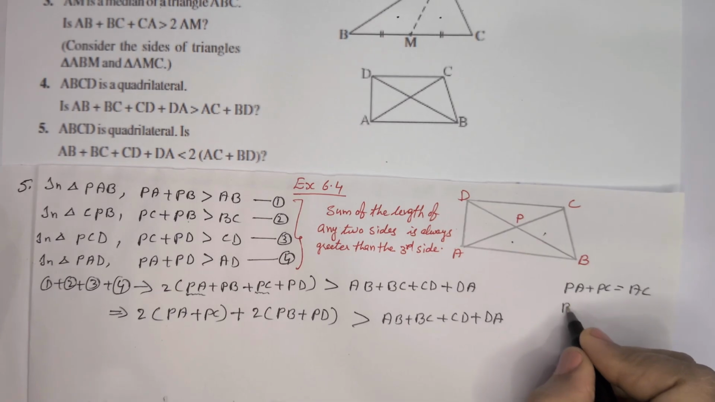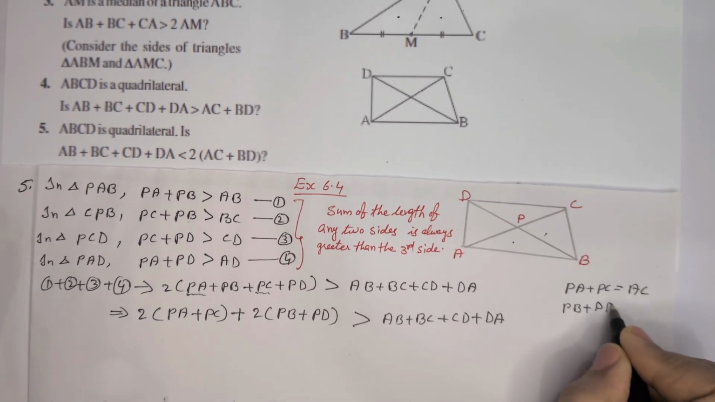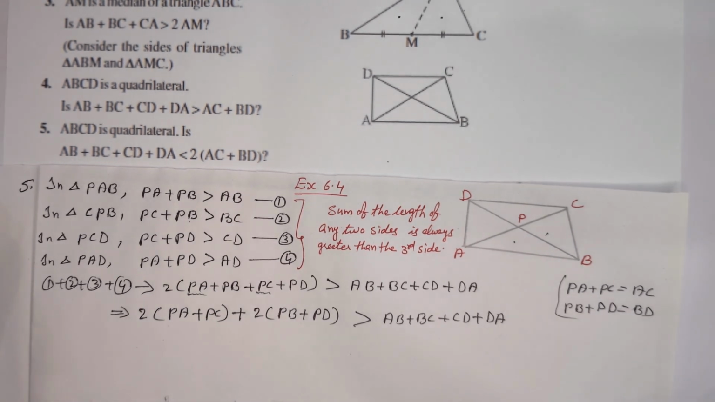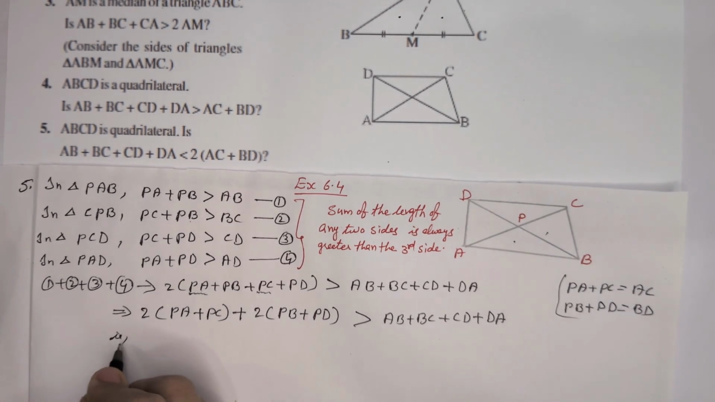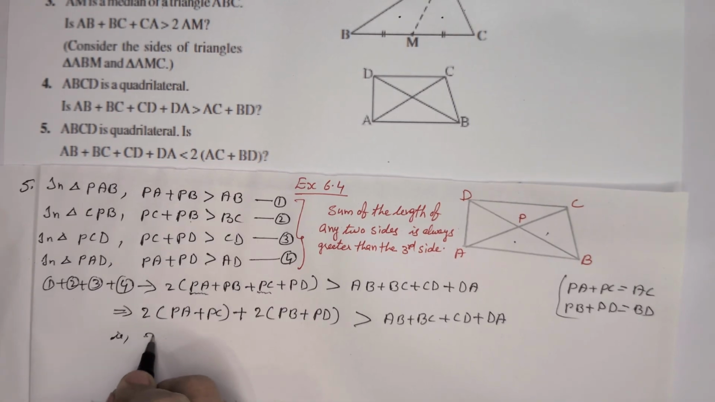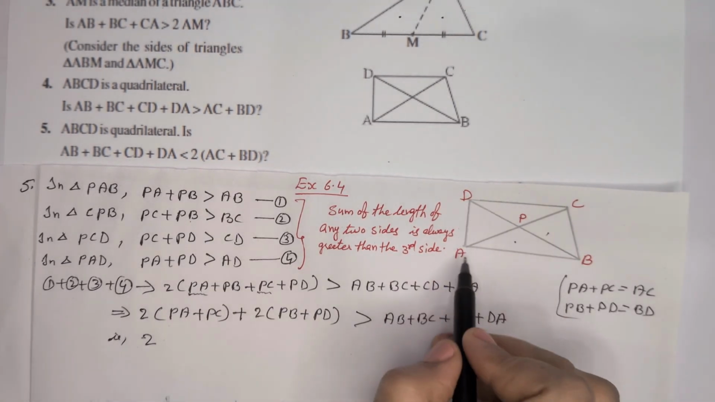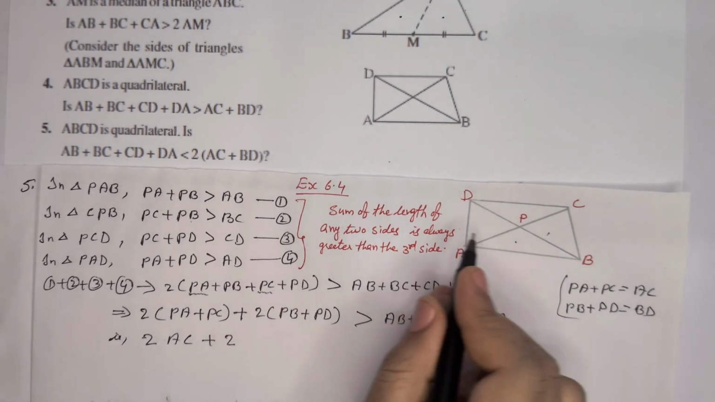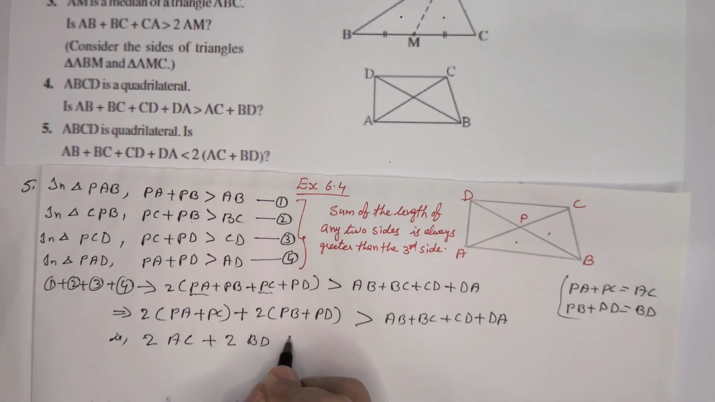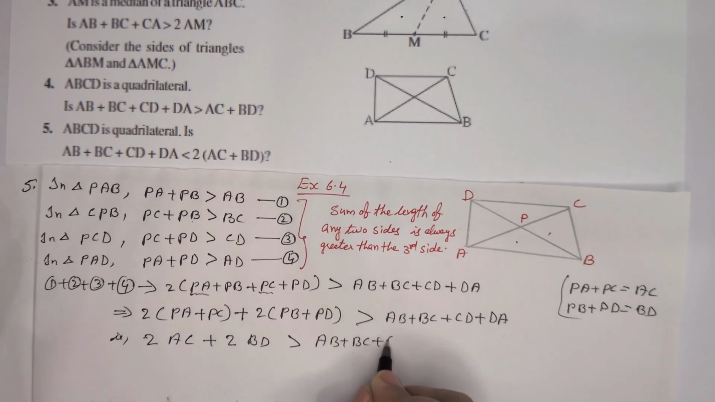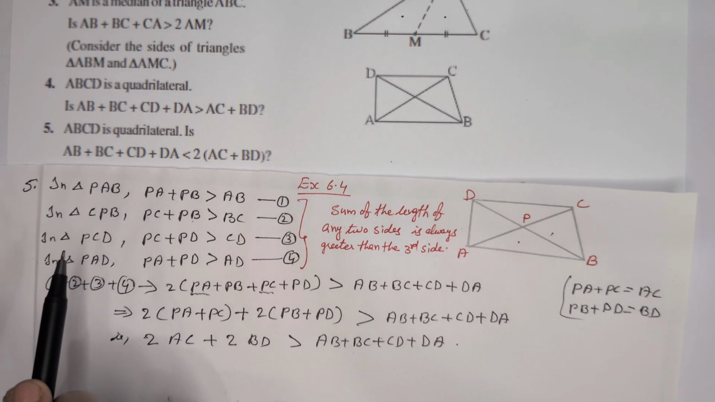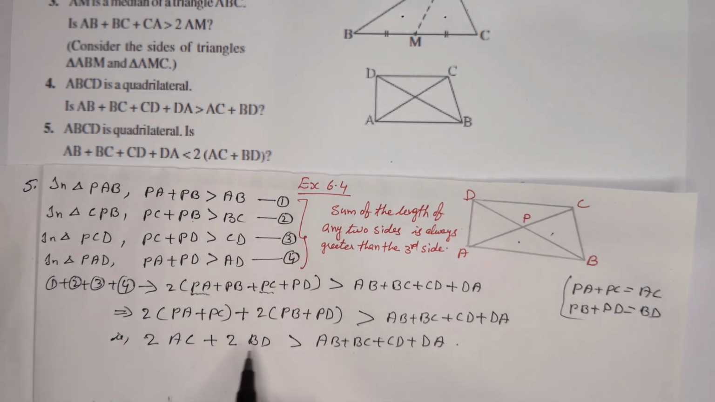Same way, PB plus PD is equal to the diagonal BD. Using that, we can write here 2 times of PA plus PC as AC, so 2 times AC plus 2 times BD, which is greater than all the four sides, AB plus BC plus CD plus DA. Here according to the question, sum of all the four sides is less than 2 times of that.